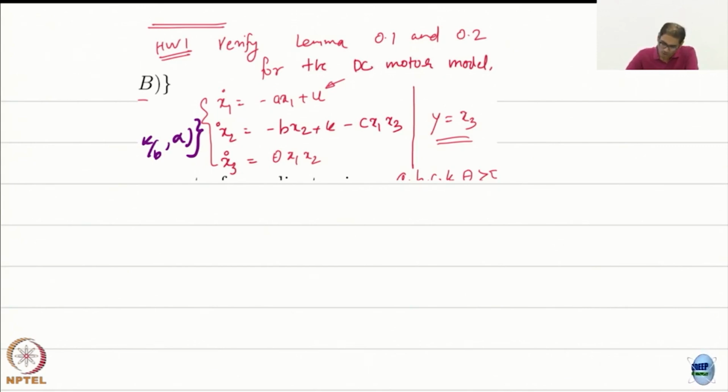Yeah. So you see that there is some nonlinearity here and here. Let's not worry about what the parameters are and so on, what theta is, what A, B are and so on. That's not our concern right now. We just want to verify these lemmas. Okay. And we are also given an output with respect to which we want to work.